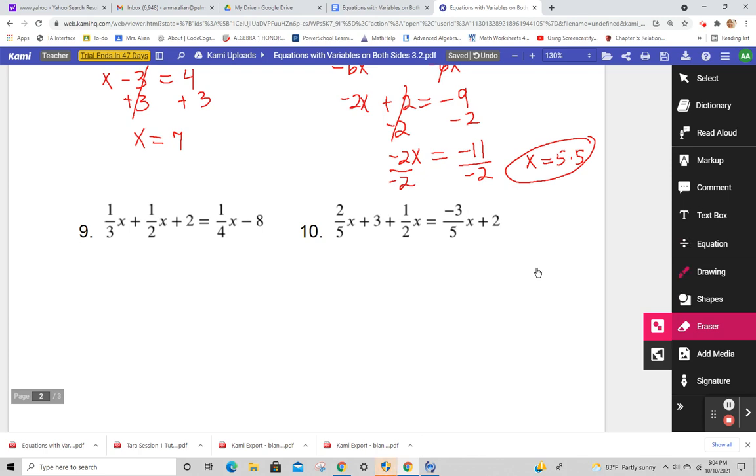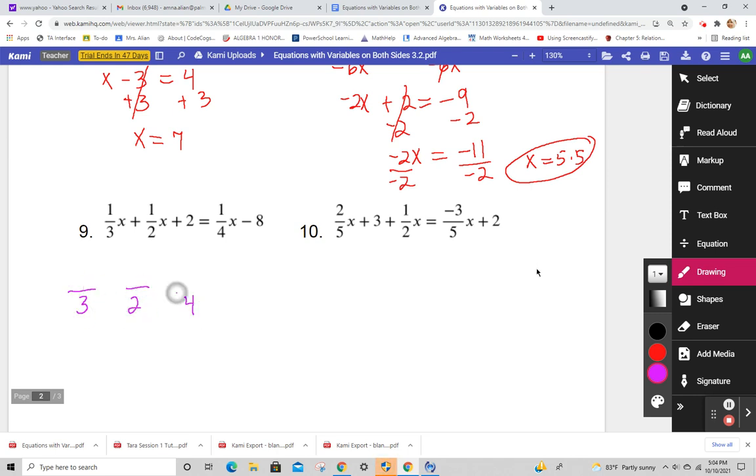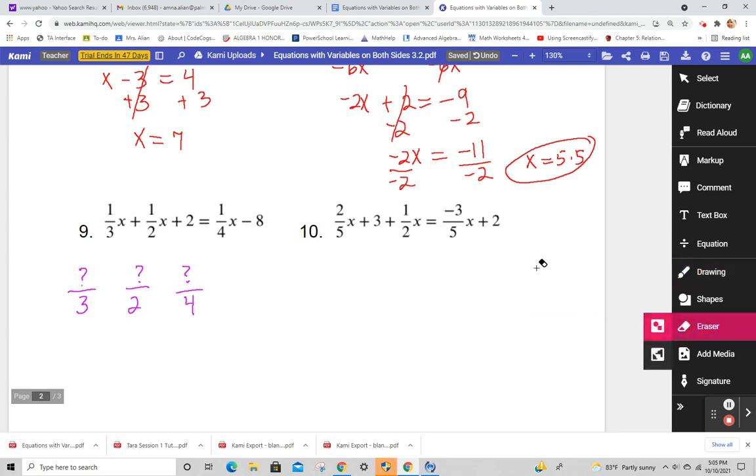All right, so let's look at number 9. We do have variables on both sides, and we have fractions. We don't have parentheses, but we do have fractions, and they all have different denominators. So we want to get rid of these fractions by finding the least common multiple. So what do you think the least common multiple is? If you said 12, you are correct, because remember, here's what you're thinking. 3, 2, and 4. You're thinking, what number will 3, 2, and 4 divide evenly? We're talking about the smallest number that you can come up with, and that number is 12.